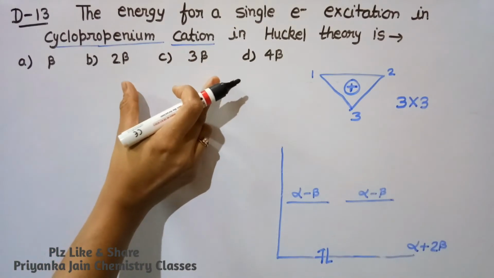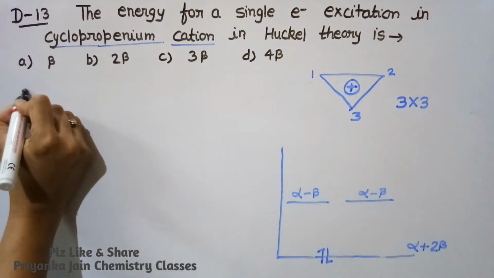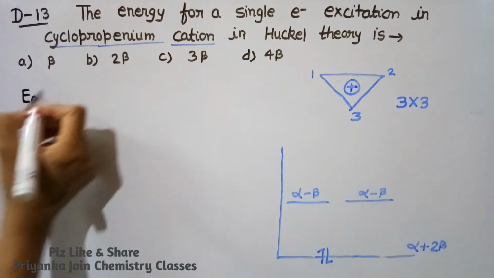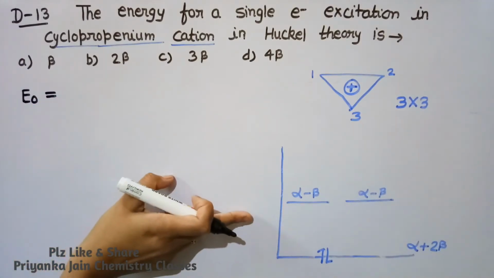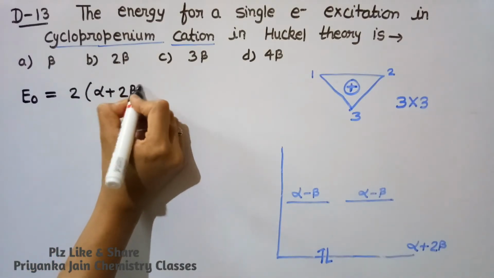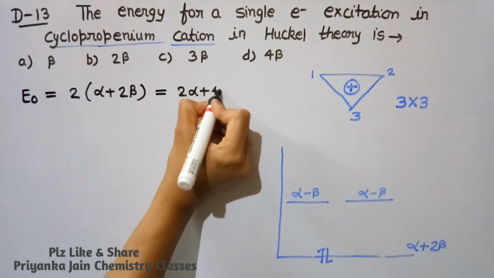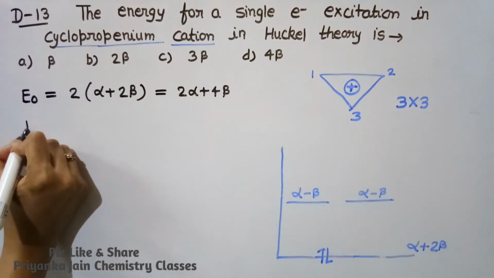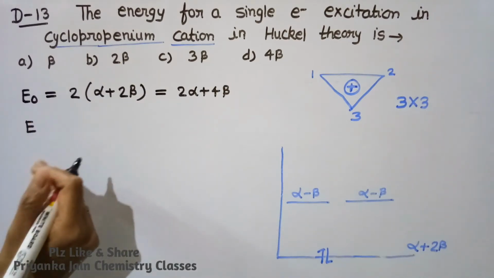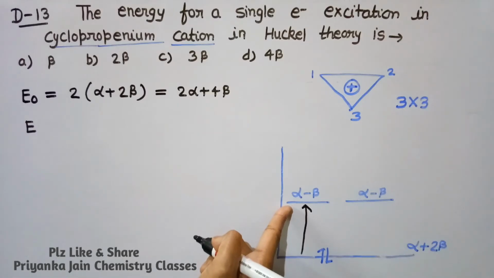Firstly see here, the energy when both electrons are present in the ground level, it means E naught, the ground state energy. Both electrons are in the alpha plus 2 beta level, so this will be equal to 2 times alpha plus 2 beta. So this will be equal to 2 alpha plus 4 beta, right? Now see, when one electron is excited from this level to this one, in this way, there will be one electron here and one in this level.